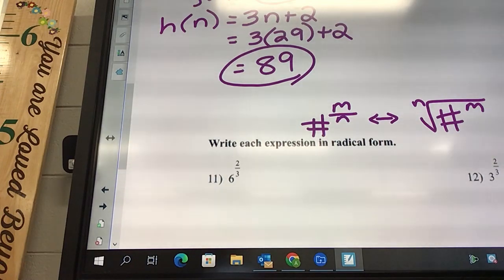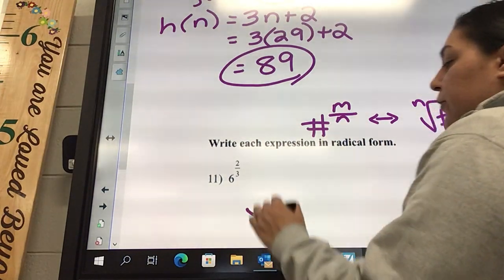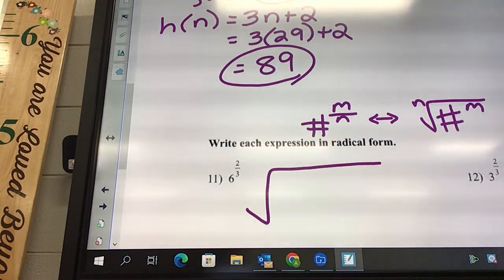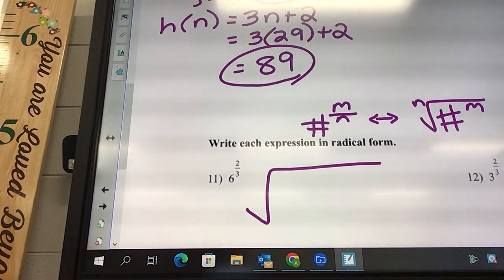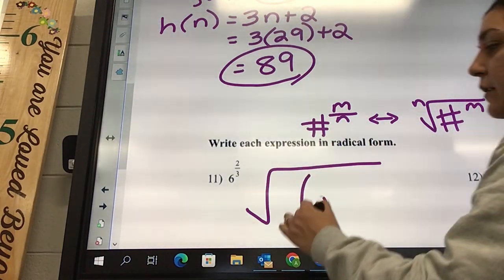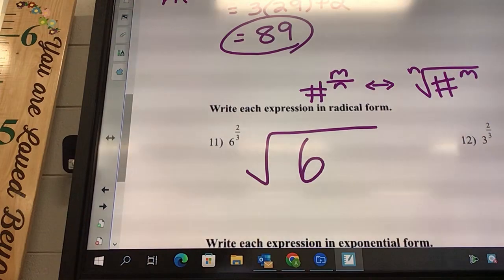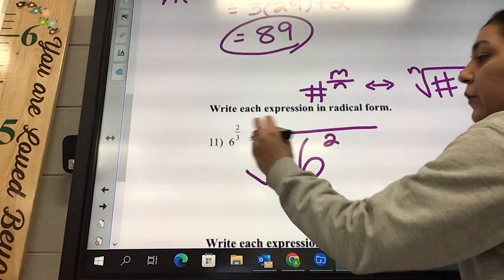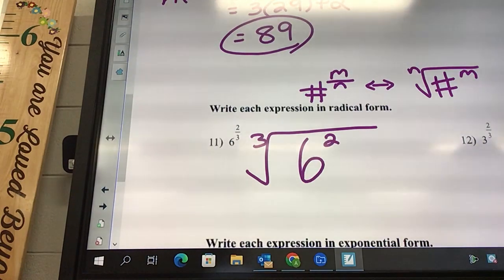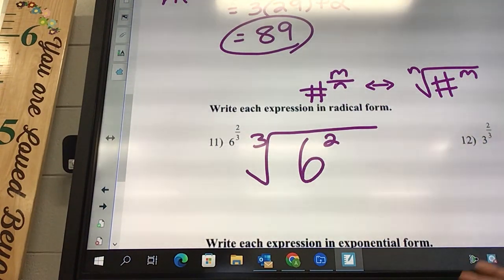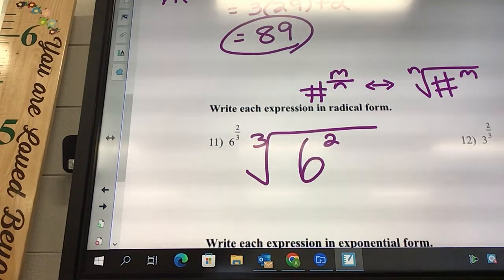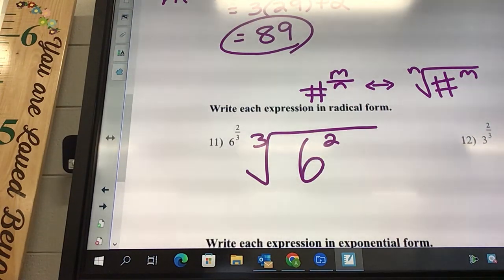Okay, so this one wants you to write it in radical form. So write the radical. What is going to be our big number that goes underneath? 6. Okay, and then what's going to go on the inside? 2. Outside? 3. Okay, we are allowed to put a 2 on the inside, but not the outside. So no 1s on the inside, no 2s on the outside. Now, if you put it, it's not entirely wrong, but that's not how they need to be written, okay?